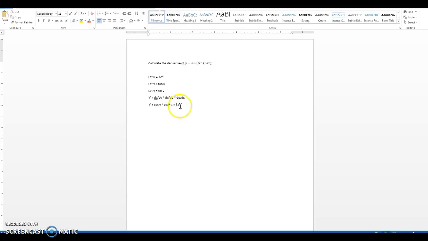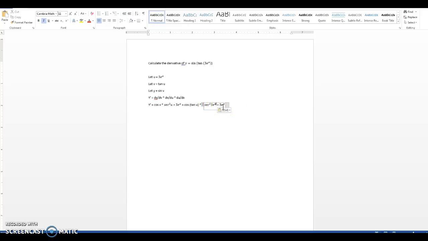All right, so basically I've got my whole derivative here. I just have to replace v with tangent u, and replace u with 3e to the x, and then replace that other u with 3e to the x. So I'm going to get cosine of tangent u times, that was just me replacing v with tangent u. And then I'm going to have all of this, but instead of u, I'm just going to write 3e to the x.